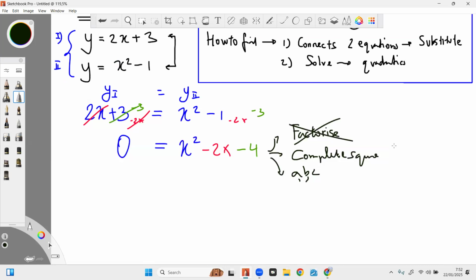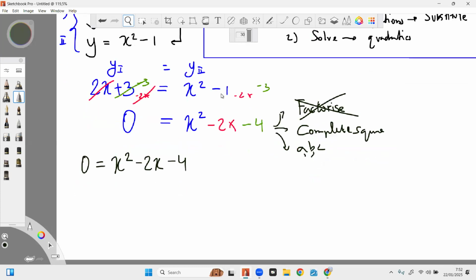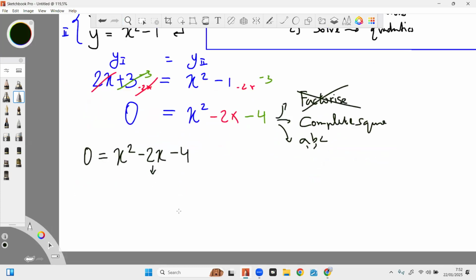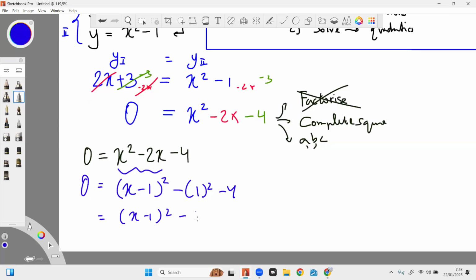Complete square or ABC? Okay, we can use both. First, I use complete square. I rewrite one more time. If you're not allowed to use a calculator, complete square is somewhat quite simple. Why? Because this 2 can be divided by 2, right? So the complete square method, I don't want to repeat anymore. We learn it in another topic. You divide by 2, right? 2 divided by 2, 1 square, subtract 1 square minus 4, right? So x minus 1 bracket square, minus 1, minus 4.